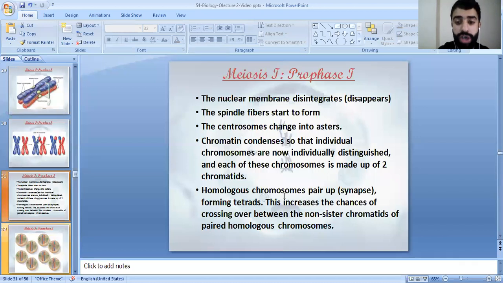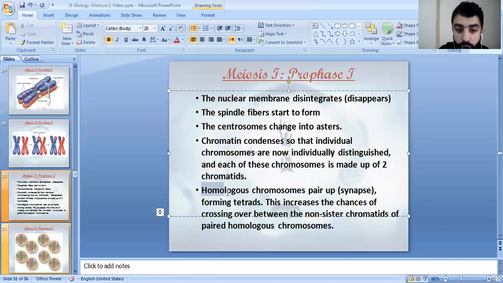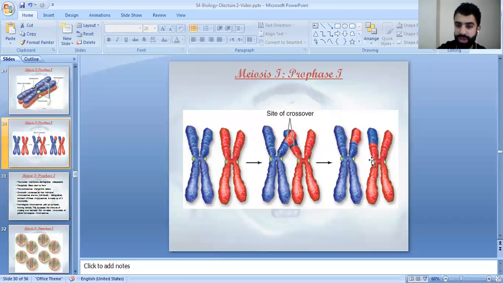The homologous chromosomes pair up, what is known as synapsis, forming what are known as tetrads. Tetrads mean that we have 4. This will increase the chance of crossing over between the non-sister chromatids of the homologous chromosomes. These are the non-sister chromatids. Okay? Homologous chromosomes are not sister chromatids. Here we have pairing up. That is the point of forming the tetrads.